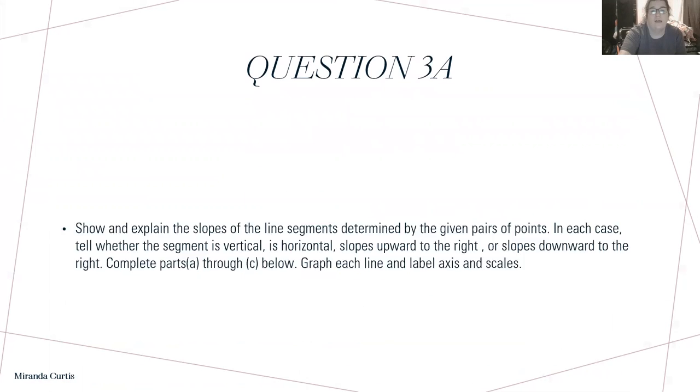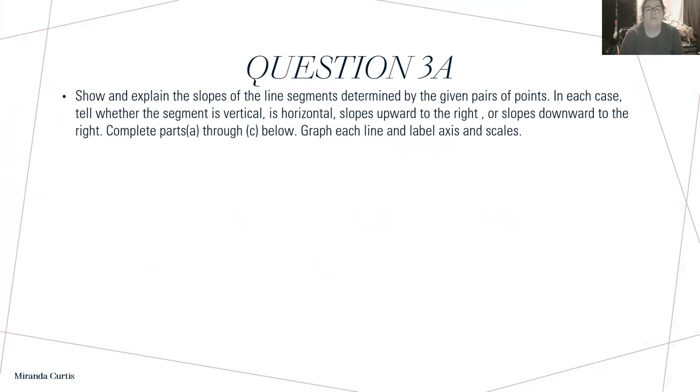Okay, here's question 3a. Show and explain the slope of the line segment determined by the given pairs of points in each case. Tell whether the segment is vertical, is horizontal, slopes upward to the right, or slopes downwards to the right. Complete parts A through C below. Graph each and label axis and scale. Okay, so our first points are P(3, 1) and Q(5, 5).